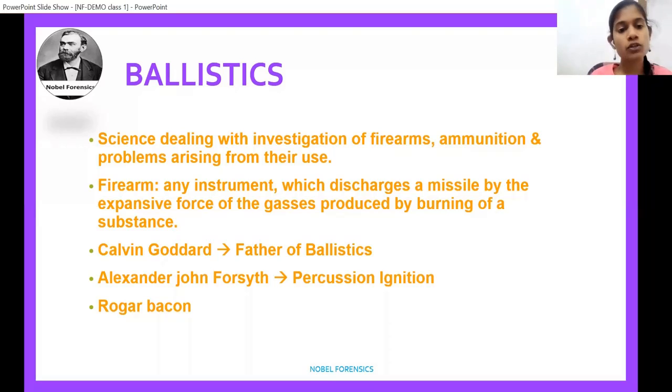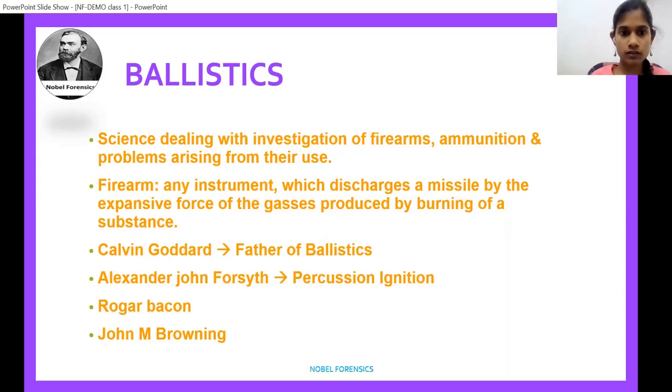Roger Bacon, he was a story writer. In his writings, he used the composition of the black powder, but I didn't find whether he manually used it or not. But in his stories, he was the first person to write about the composition of the black powder. Then John M. Browning, he was the wizard of modern firearms. And these four are the important scientists in ballistics.